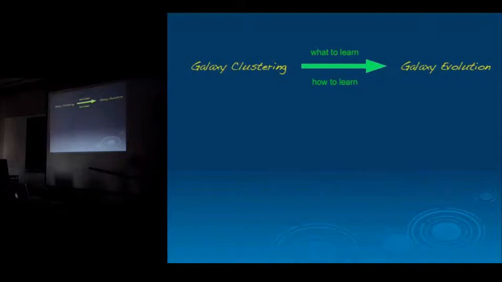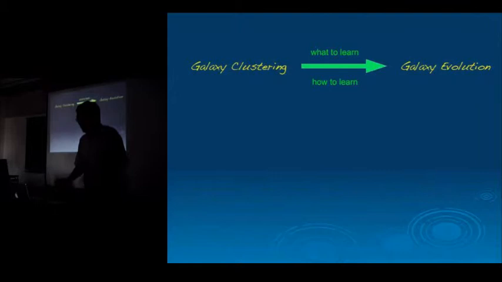So in my talk, I just want to show what we can learn and how we can learn about galaxy evolution from galaxy clustering. For that purpose, I need to model the galaxy clustering. The tool I use is the framework of the halo occupation distribution.